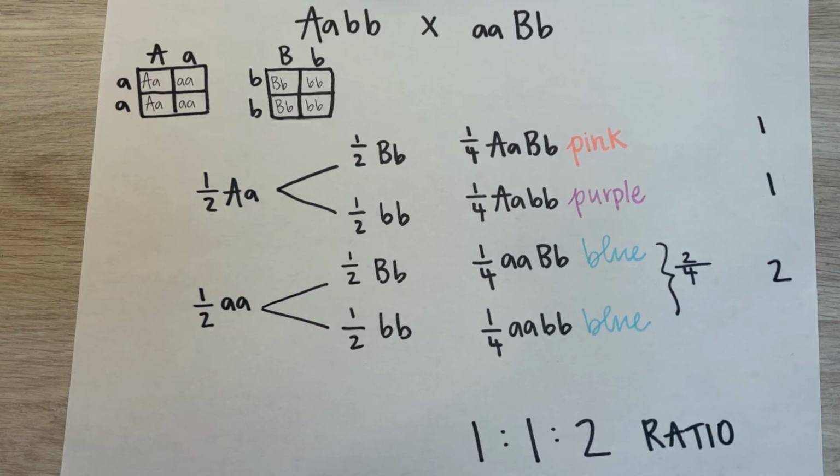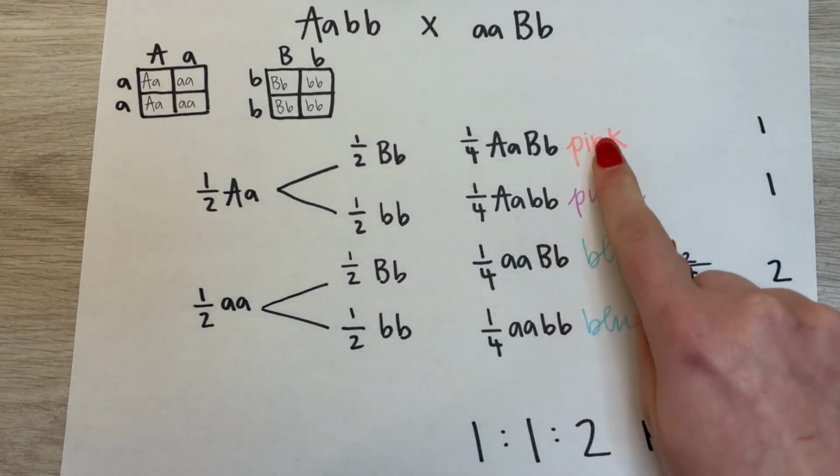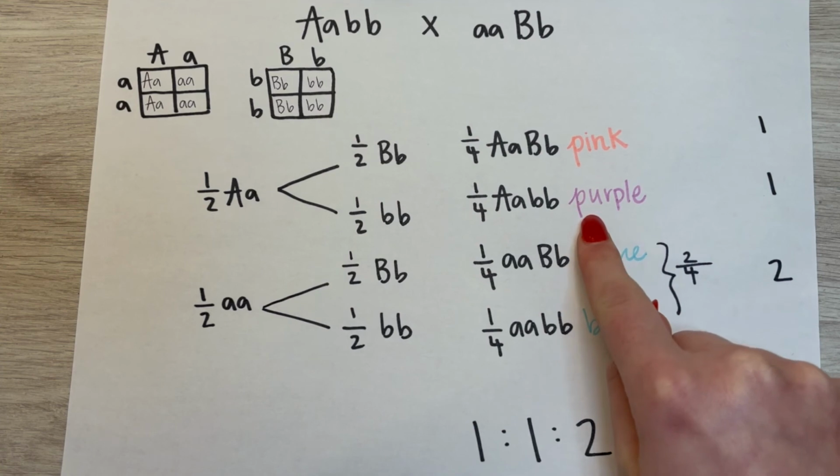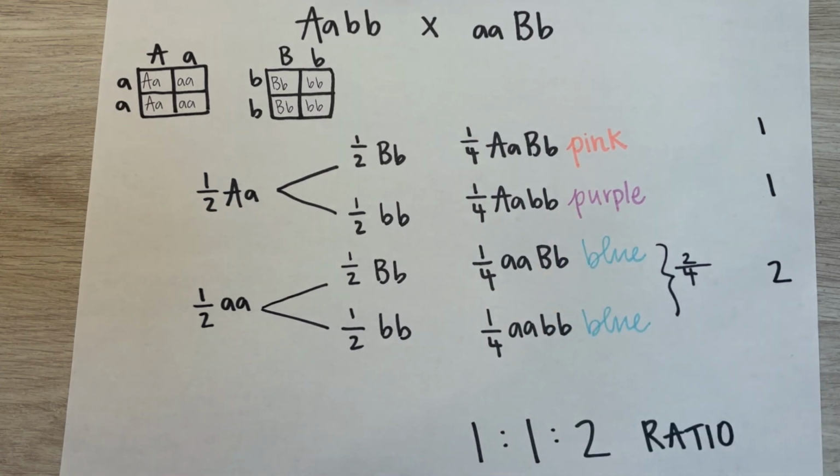1/4 of the progeny are dominant at both loci and will appear pink because they have both the A and B enzymes. Another 1/4 of the progeny are dominant at the A locus and recessive at the B locus. They will appear purple because they only have the A enzyme.